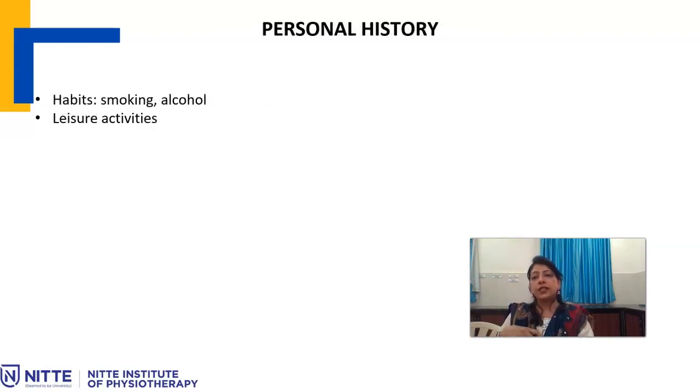So personal histories like habits of smoking and alcohol should be noted down. What the patient prefers to do in his leisure activities, such as gardening, reading books, or what are basically his habits when he is free, maybe playing tennis, playing basketball, anything can come under leisure activities which he is not doing professionally.